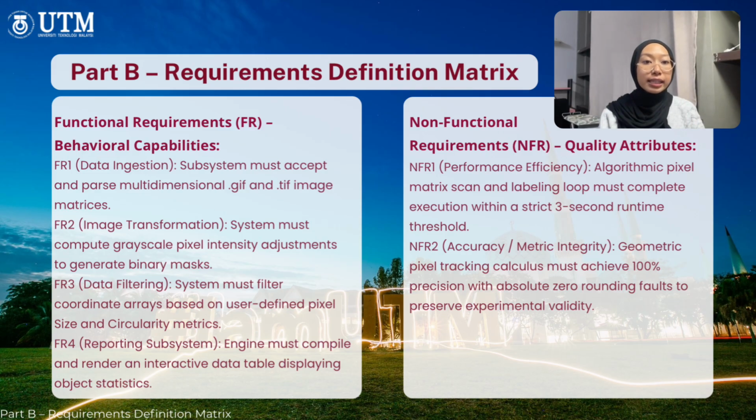Even more critical is NFR2, metric integrity. Under the software engineering principles of system reliability, our geometric calculation equations must achieve absolute 100% precision with zero mathematical rounding errors. In standard commercial applications, a minor rounding difference might be acceptable, but in scientific computing, a single pixel miscalculation alters the parameter data, corrupting the experimental datasets and completely invalidating the academic research findings. Therefore, NFR2 is our primary concern.